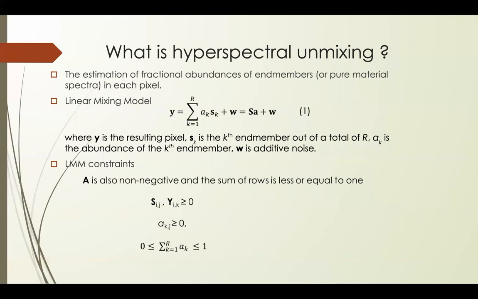Each material, such as water or green vegetation, has its own spectral signature. There's a spectral library of pure materials, and these pure material spectra are called endmembers. Equation 1, the linear mixing model, postulates the mixing of spectra imaged by the sensor as a linear model, where Y is the resulting pixel, Sk is the kth endmember out of a total of R, Ak is the abundance of the kth endmember, and W is additive noise. Additional constraints for this model include that A is also non-negative, and the sum of rows is less than or equal to 1.